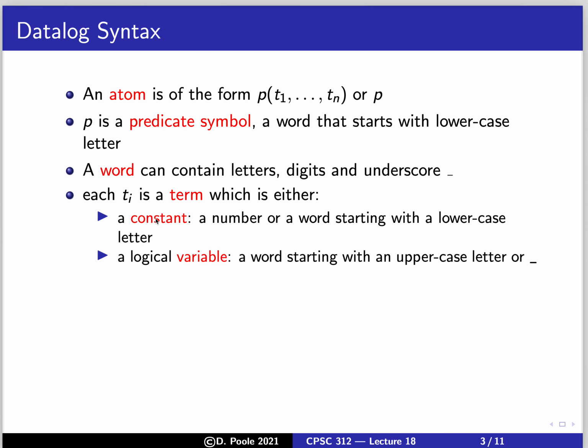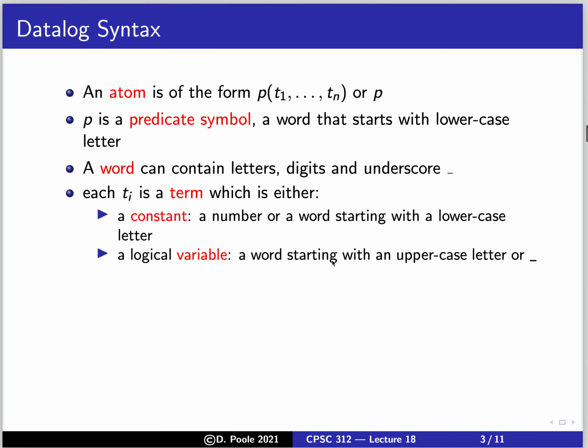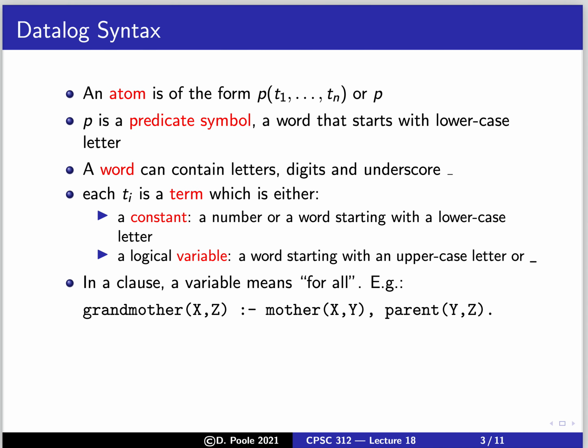A term is either a constant, so a number like 3 is a constant, or a word starting with a lowercase letter, or a logical variable, which is a word starting with an uppercase letter or starting with an underscore. Okay, so the variables here can start with an uppercase letter, but the underscore can also be used.